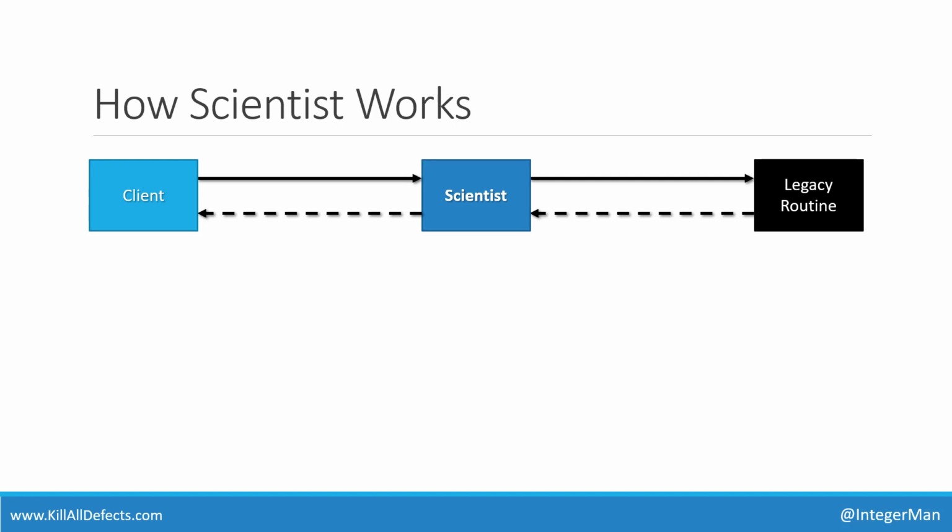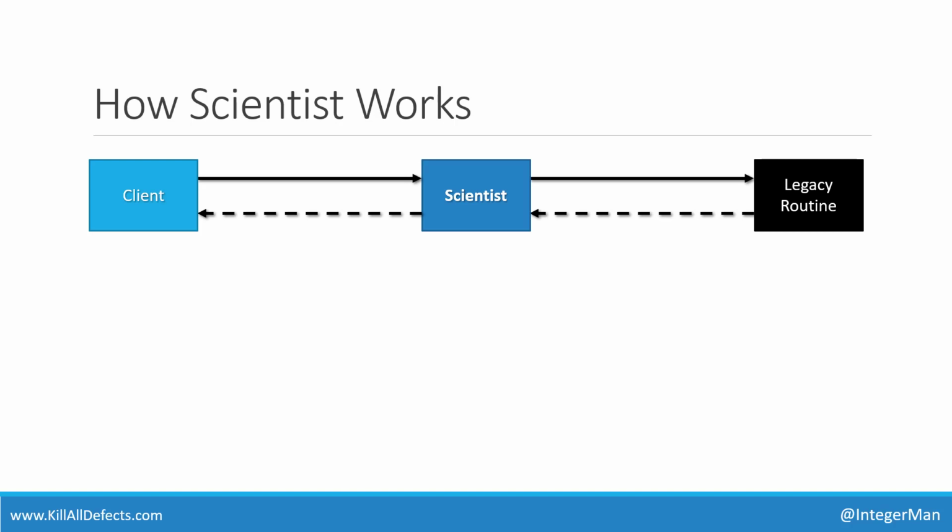Let's say that we're calling out to a calculator, so an add method, for example. The client will call out to Scientist. Scientist will run an experiment, call the legacy add function, and return the results of that calculation. Well, okay, so what's the big deal? You're adding another layer of abstraction and complexity, and you're returning the same result. I don't see much value in that.